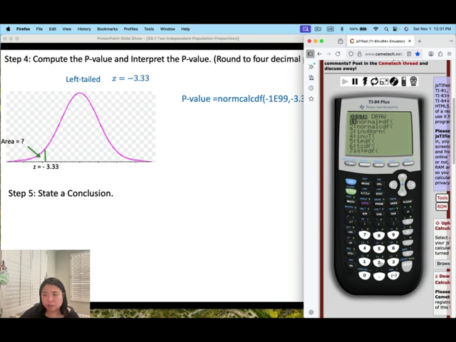Second, VARS, number 2, normal CDF. I have a negative 1, second comma for the E99, and a negative 3.33. Make sure you use the negative sign, the one below the 3 here. And then go to paste, enter. So you're going to see that.